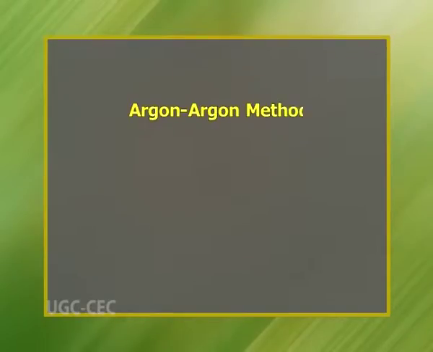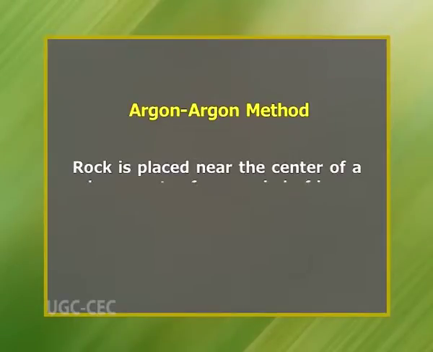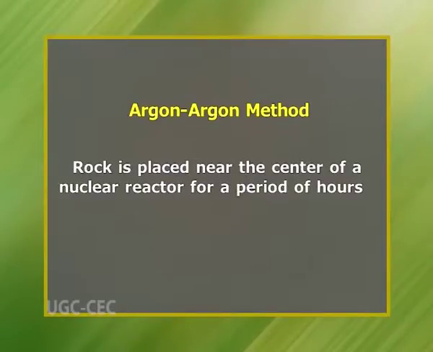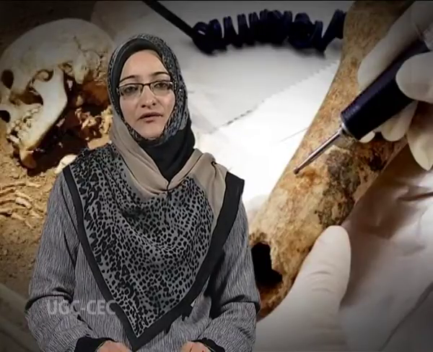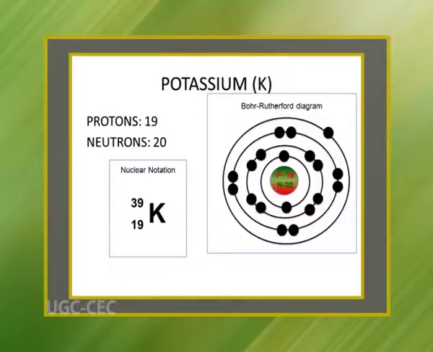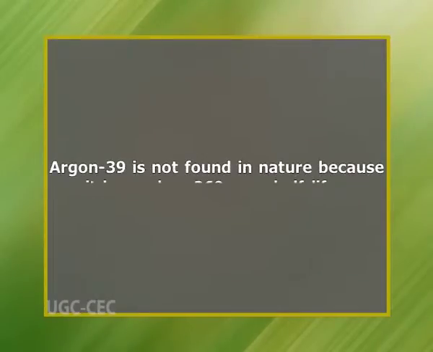In the Argon Argon method, the rock is placed near the center of a nuclear reactor for a period of hours. A nuclear reactor emits a very large number of neutrons, which are capable of changing a small amount of the potassium 39 into argon 39. Argon 39 is not found in nature because it has only a 269-year half-life.